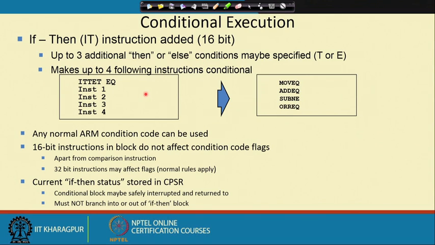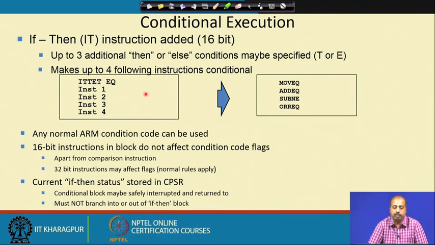Another very interesting feature that this ARM processor Cortex M3 has is the conditional execution. It is the if then else type of instruction. So, the if then instruction added is a 16-bit instruction, and up to 3 additional then or else conditions can be specified. Let us look into this statement. We read it like this: if then else then eq.